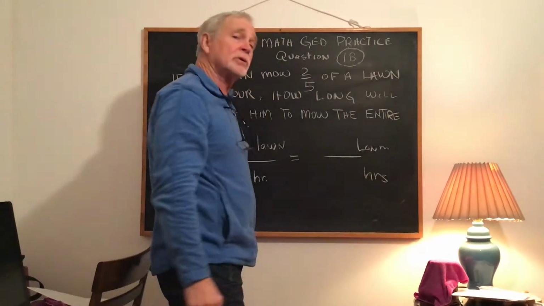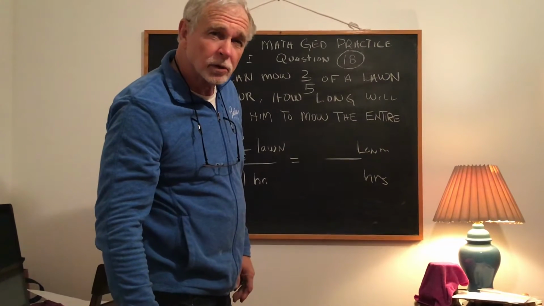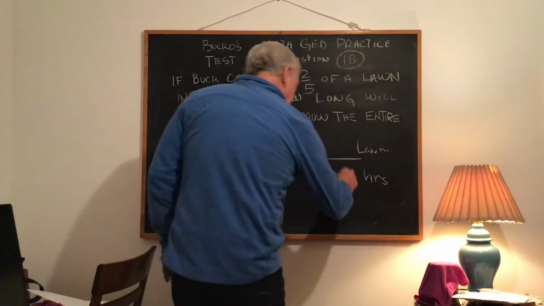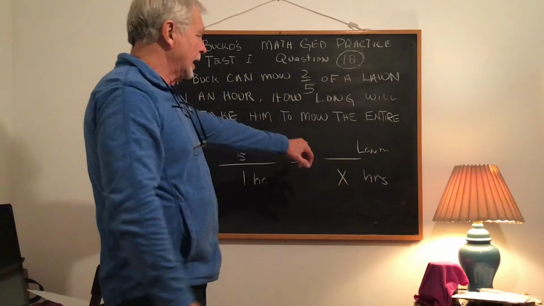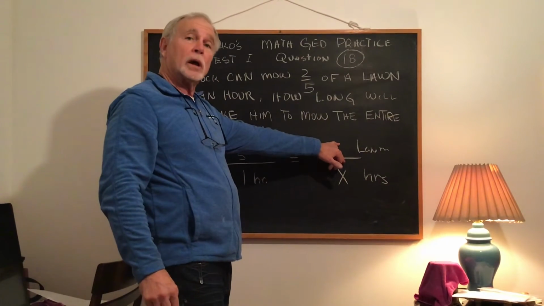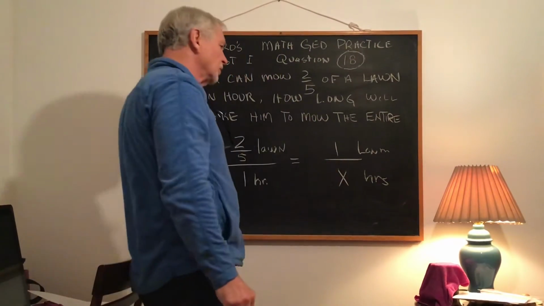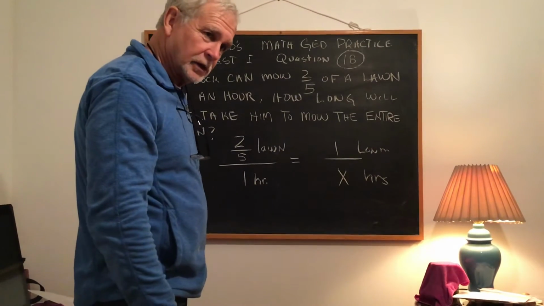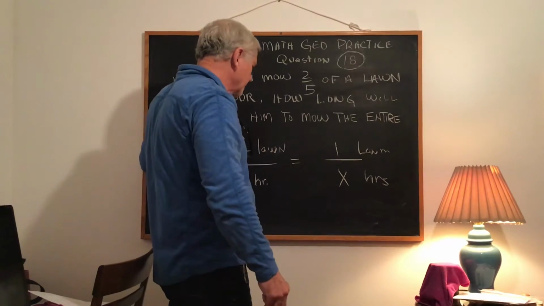And we don't know hours. So when we have a number we don't know, we call it typically X. Because we don't know it, but we're going to figure it out. And the whole lawn, right? The whole lawn would be what? 1 lawn. Bam. So that number goes in there. Now, if you remember cross products in proportions, this number times that number has got to equal this number times that number.